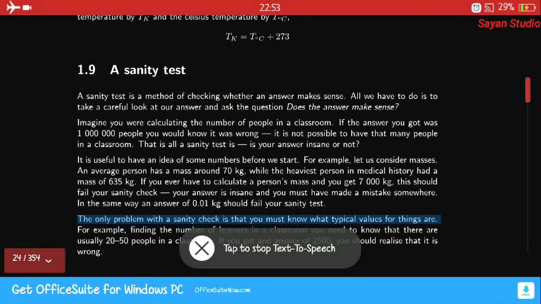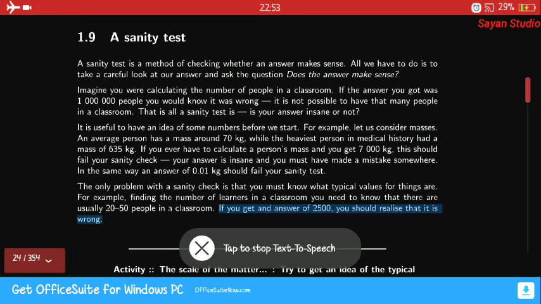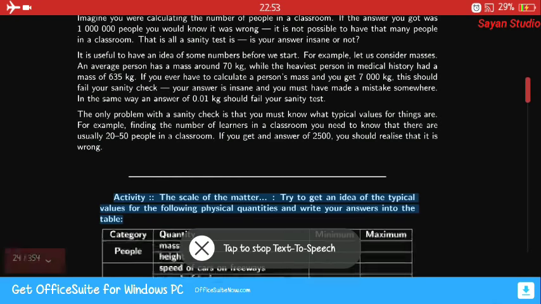The only problem with a sanity check is that you must know what typical values for things are. For example, when finding the number of learners in a classroom, you need to know that there are usually 20 to 50 people in a classroom. If you get an answer of 2500, you should realize that it is wrong.